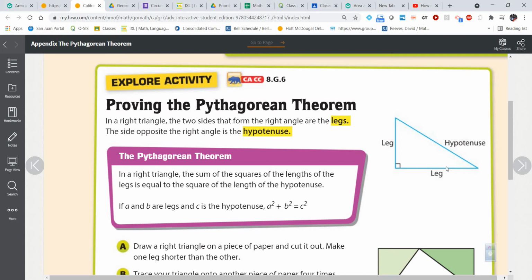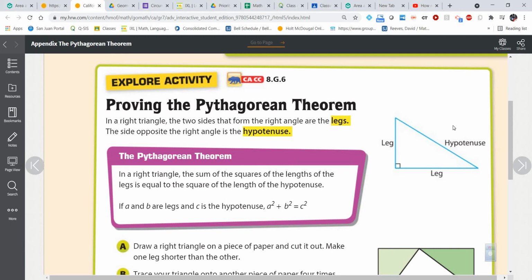A right triangle is a triangle that has a right angle. Remember, the sum of the angles of a triangle is 180 degrees, and a right angle is 90 degrees. So that means this angle right here is 90 degrees. The two sides of the triangle that together make that 90-degree angle are called legs. So this is a leg and this is a leg.